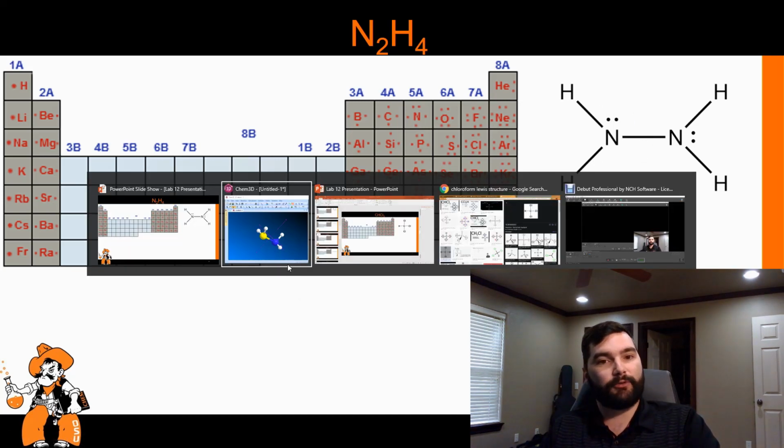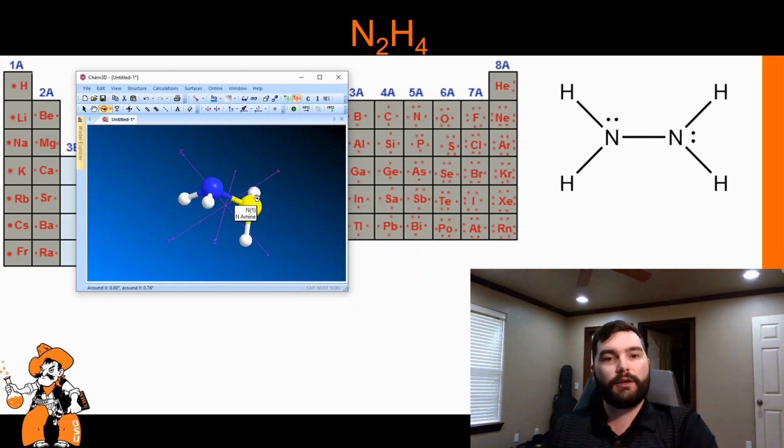All right, so bringing up the 3D structure, you can actually see this. So if you're able to picture this 3D structure without these 2 hydrogens hanging off of the other nitrogen, you see that it is trigonal pyramidal.